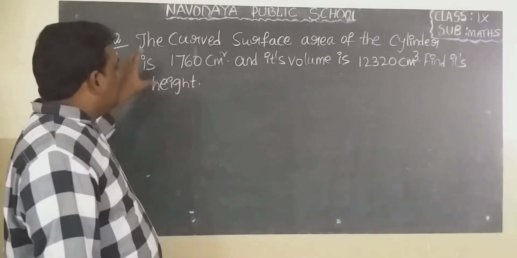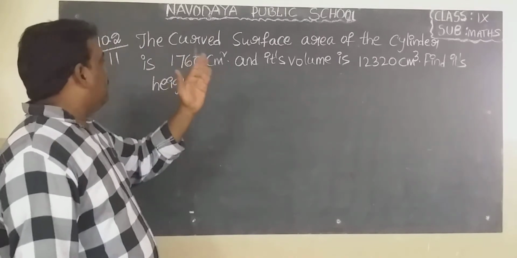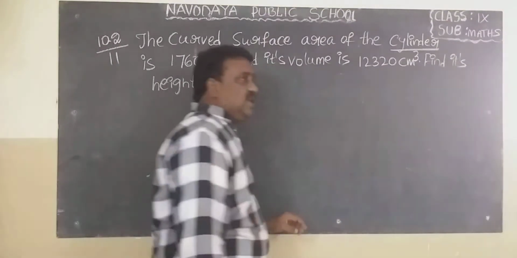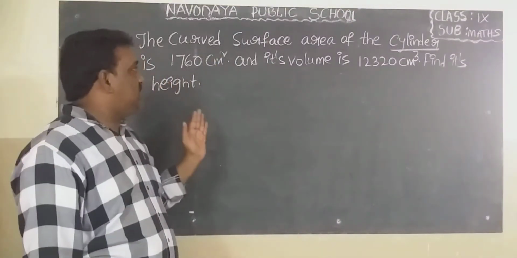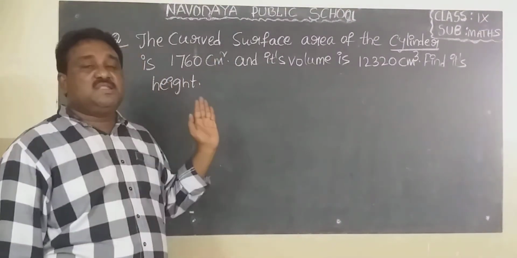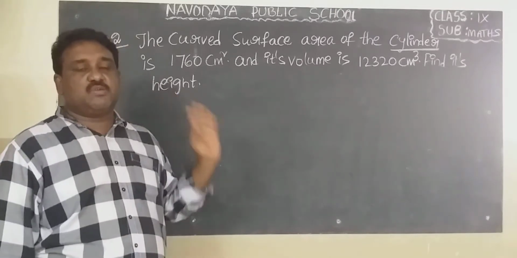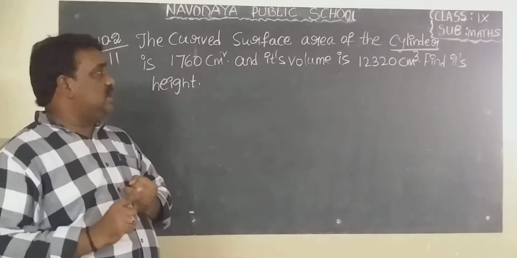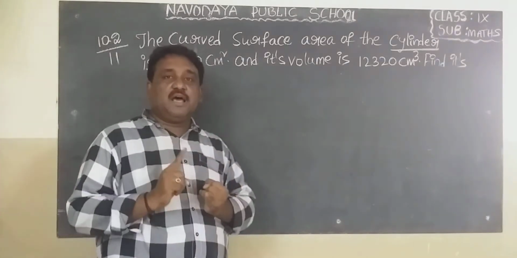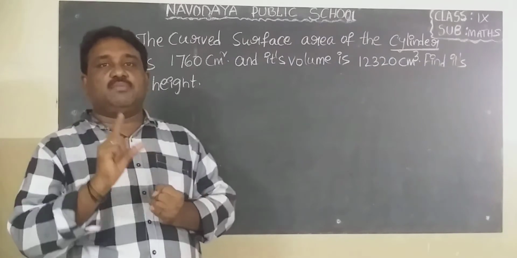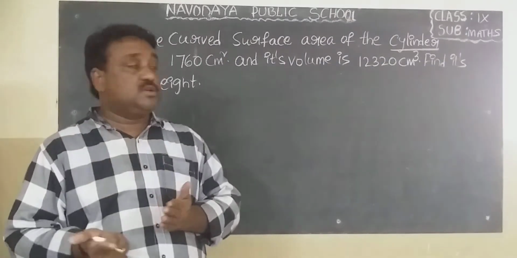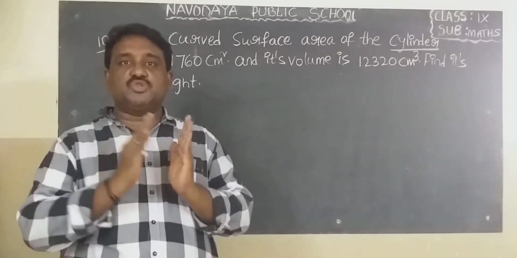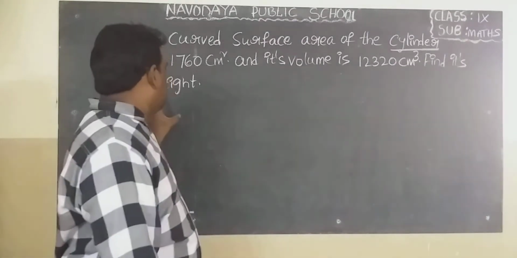The 11th sum in 10.2 is about a cylinder. The CSA of the cylinder is 1760 centimeter square. Second, the volume is 12320. Find its height. What is the CSA of the cylinder? 2 pi r h. What is the volume of the cylinder? Pi r square h. So use both and find out the height.